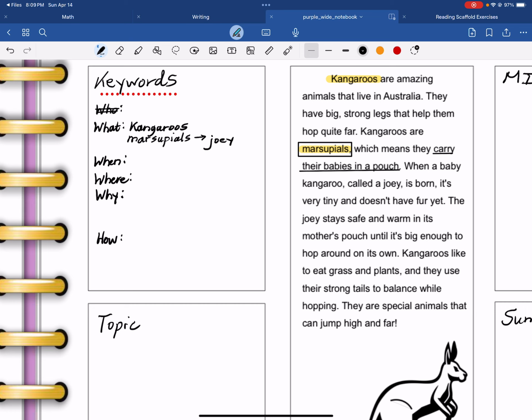Does it talk about when? No, there's no date. This is not a time-specific passage, so I'll just take that one out. Does it mention a where? Did it talk about a place? And it does. It mentions Australia. I'll teach students to look for those capital letters that will help you identify places. So the place is Australia.